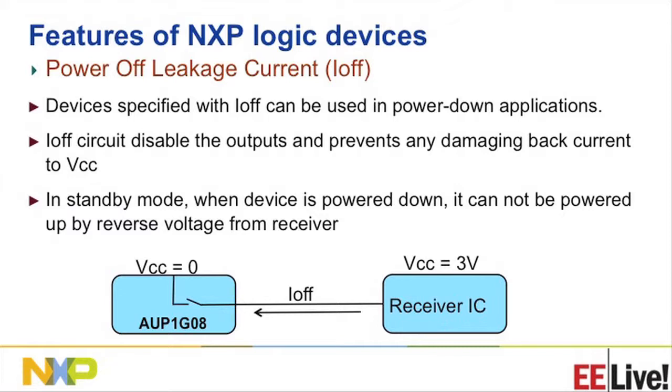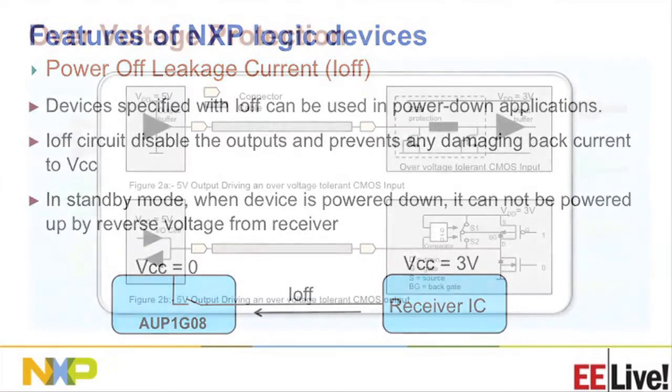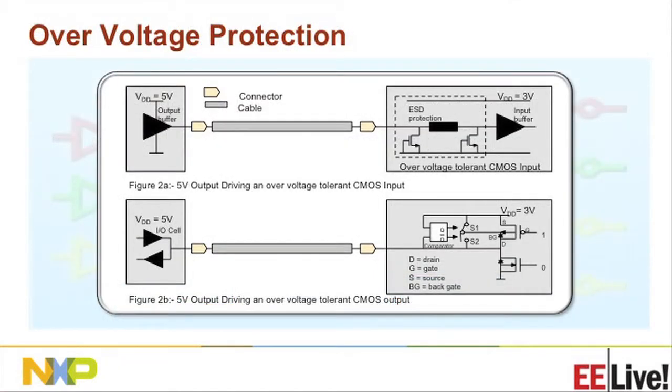So the idea is when your logic device is powered off, you would like to make sure there is no current coming in from the receiver side. So there is no backdrive for the device which could destroy the outputs of the logic device. And this is specified in the data sheets as Ioff, and it's up to nanoamps or microamps, 1 microamp at most.